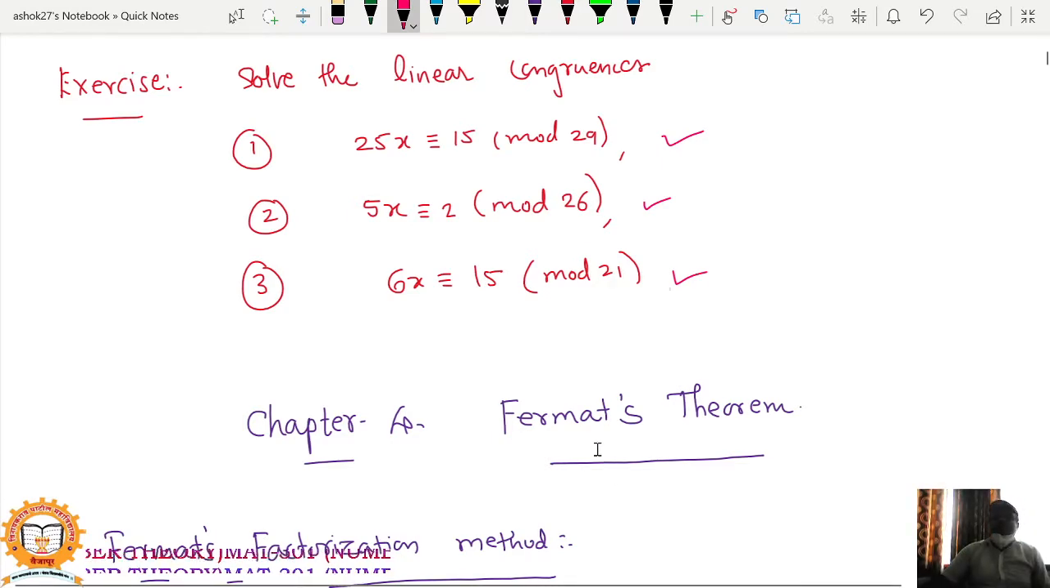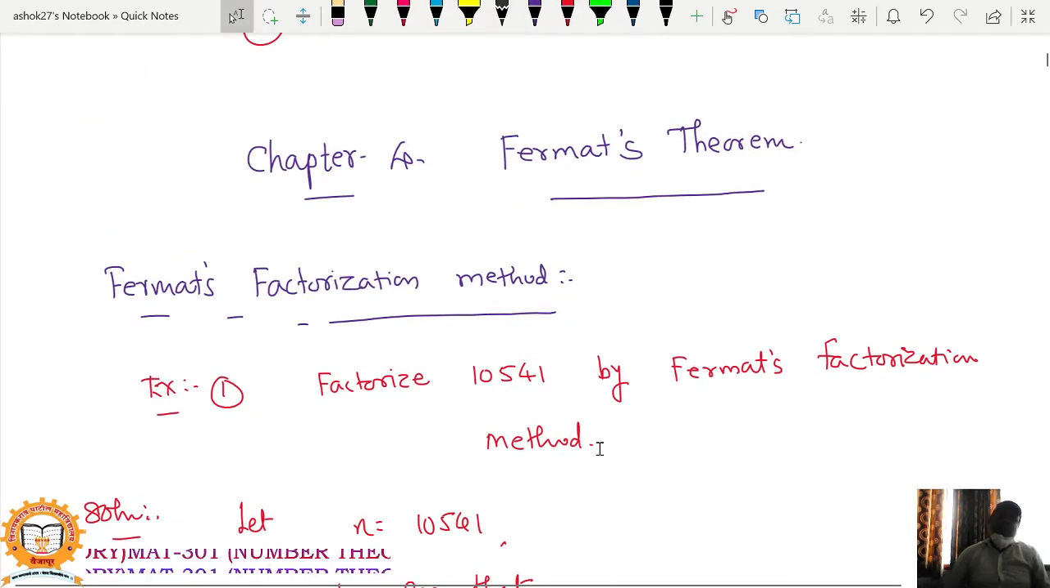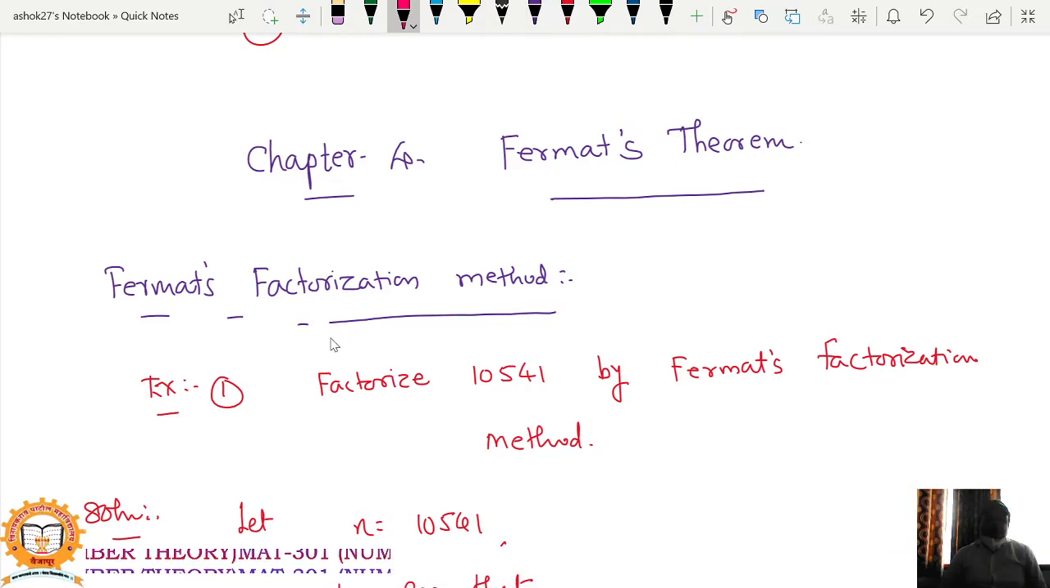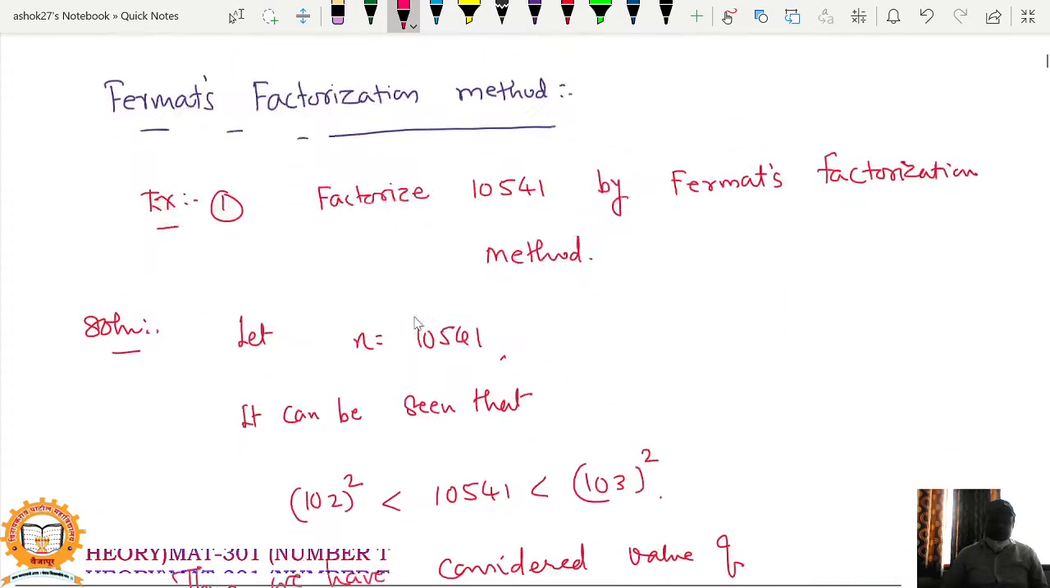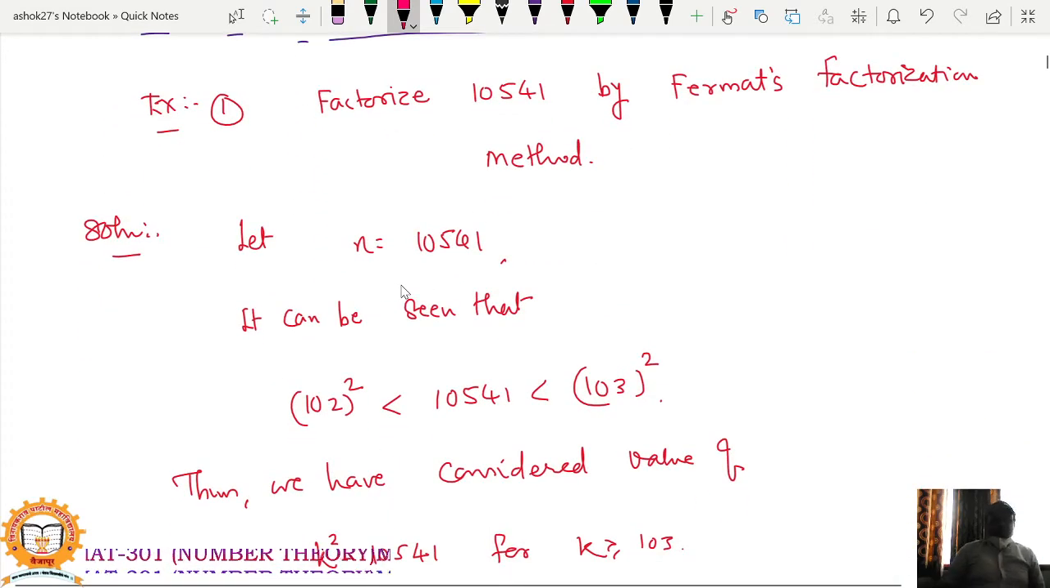So next chapter, that is Fermat's theorem, chapter number 4. In that there is first Fermat's factorization method. Instead of its theoretical part, directly we'll solve one example, so clearly you'll understand what Fermat's factorization method is. For example, factorize 10,541 by Fermat's factorization method.